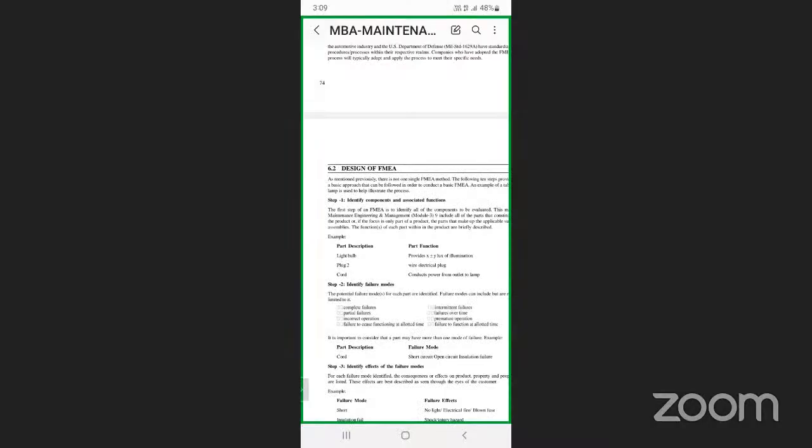Different ways it can fail. Okay. Bulb, how it can fail. Plug, how it can fail. Cord, how it can fail. Okay. So it can fail in different ways. So all the different ways are noted down.